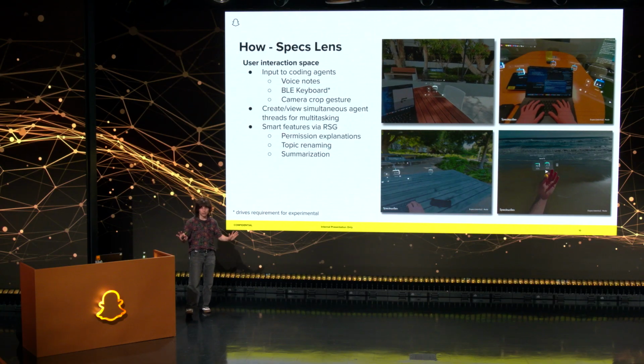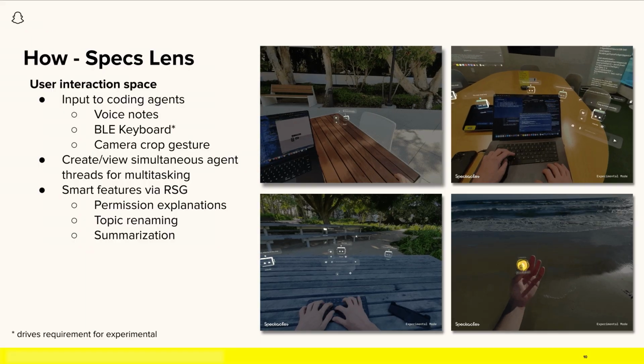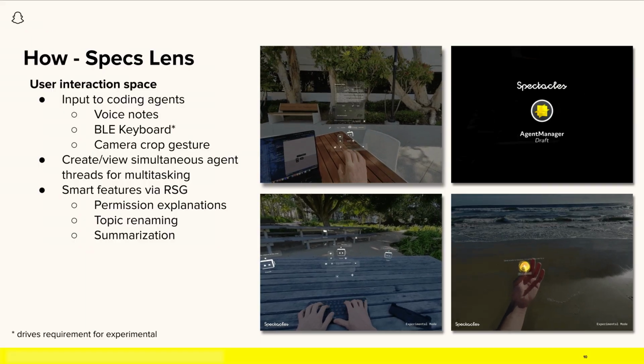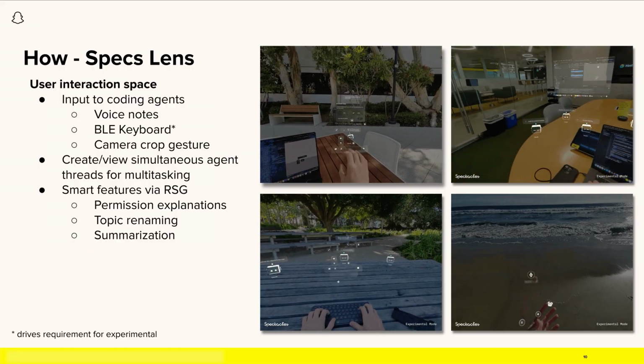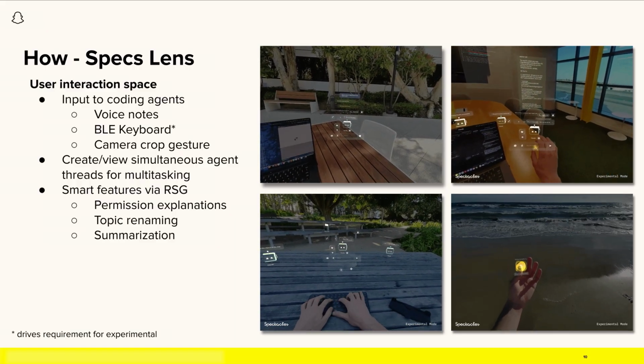And for the actual Spectacles Lens, this is the fun part. We have various input UIs for voice, BLE keyboard, camera crop gestures, so you can take pictures of things, you can send a quick voice note, or you can even type to it if you prefer to do that.